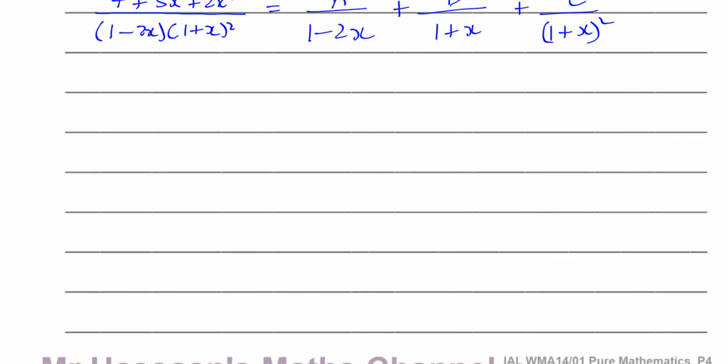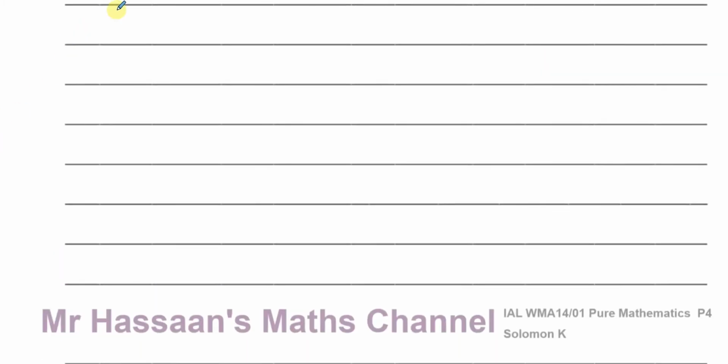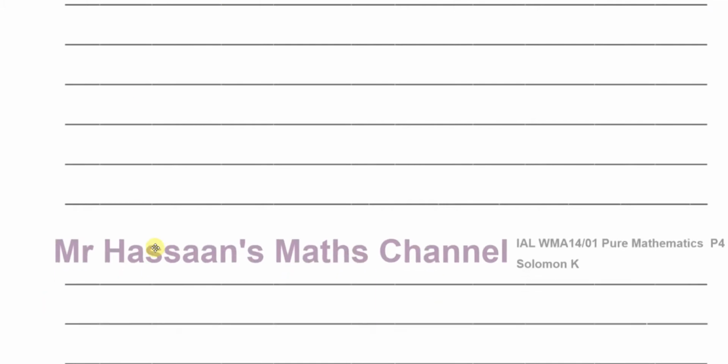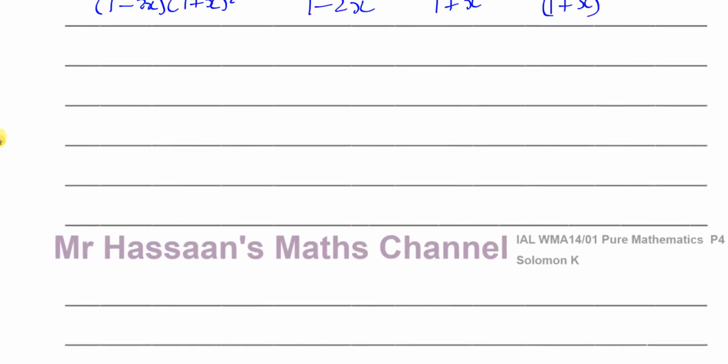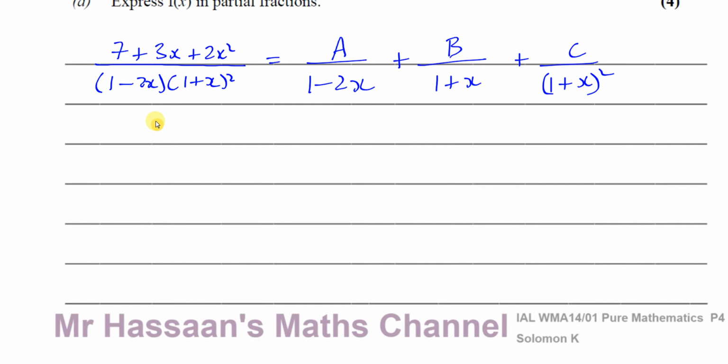So now I'm going to multiply throughout by the LCM of the denominators of both sides, which is 1 minus 2x times 1 plus x squared. If I multiply the whole of this side by that, I'll be just left with the numerator, which is 7 plus 3x plus 2x squared.